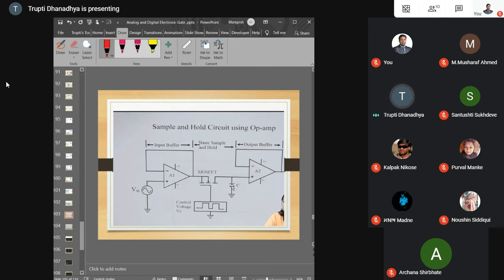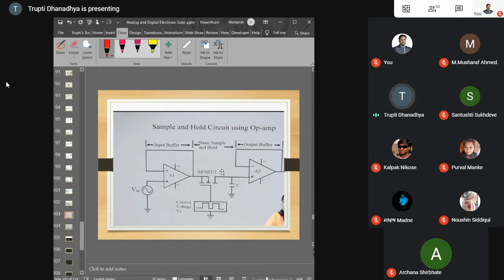It holds the energy to itself, and when the next sample comes into the picture, the capacitor gets discharged and the input buffer is operated. So this is the basic circuit diagram for the sample and hold using the op-amp.